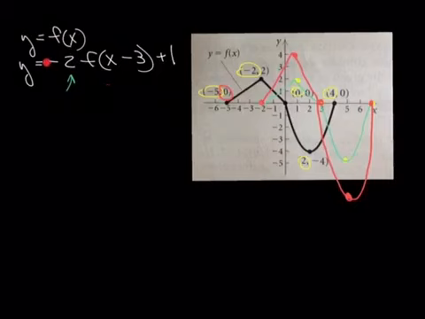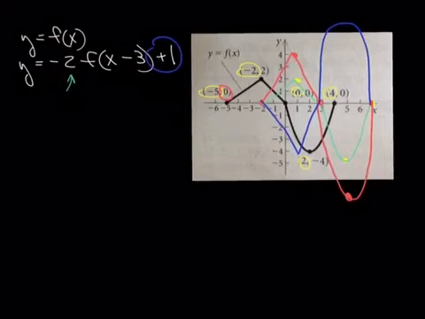And then the next part, the negative, means it's going to flip over. So I'm going to change this to blue, and let's go ahead and flip it over. So it's going to flip over like that. And then the +1 means that that blue one is going to shift up 1 unit.